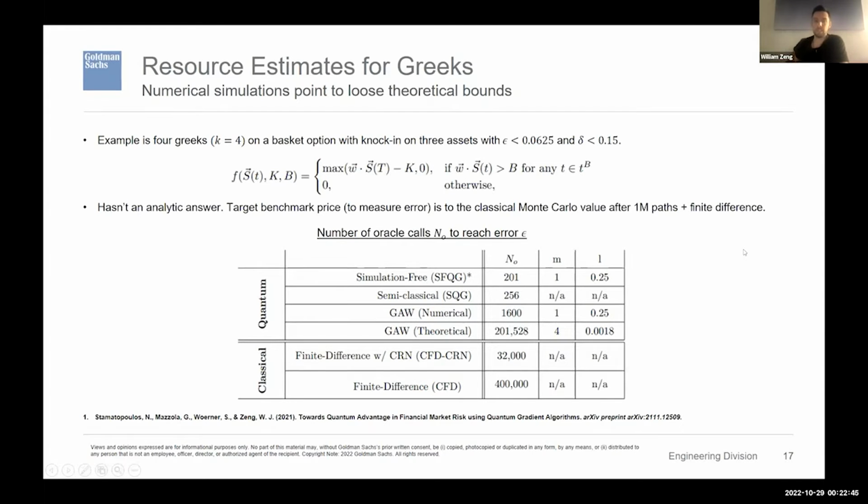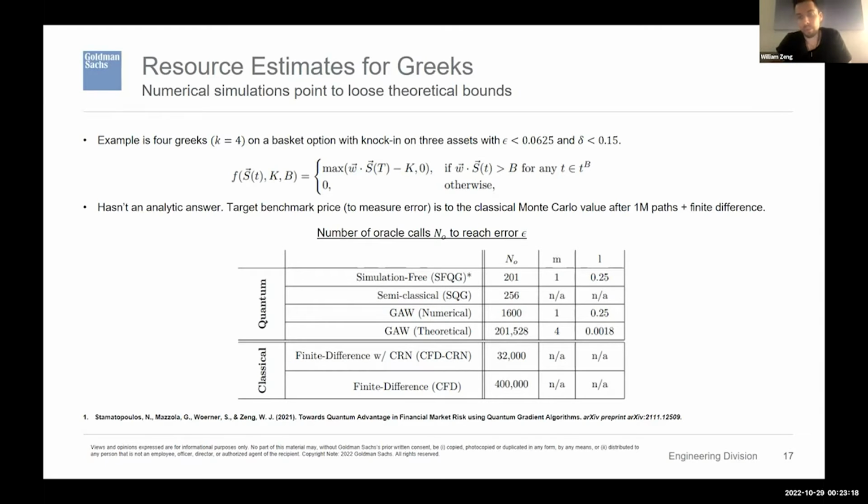So in our work, we wanted to take a look at what the constant factors were actually going to be, and that involved also looking not just at the theoretical bounds, but also numerically how well this algorithm worked. And we couldn't do this on too big of an example, just because of how things scale. But we took a relatively practical example. So we took an example of a four-dimensional Greek. So four different Greeks on something called a basket option with a knock-in.